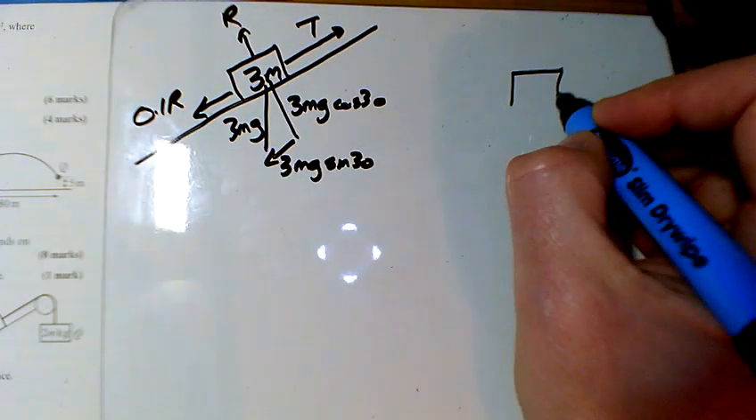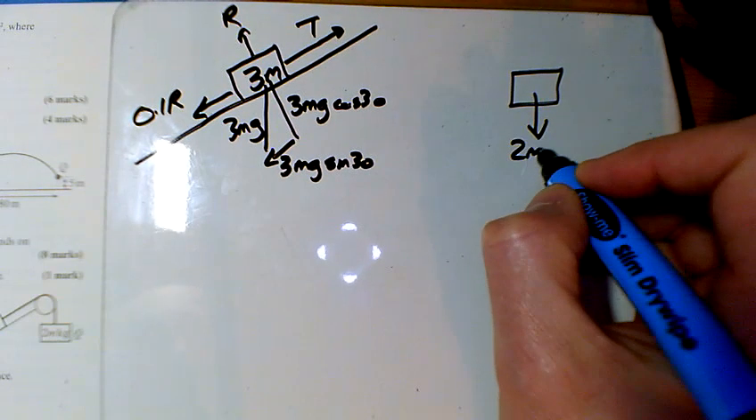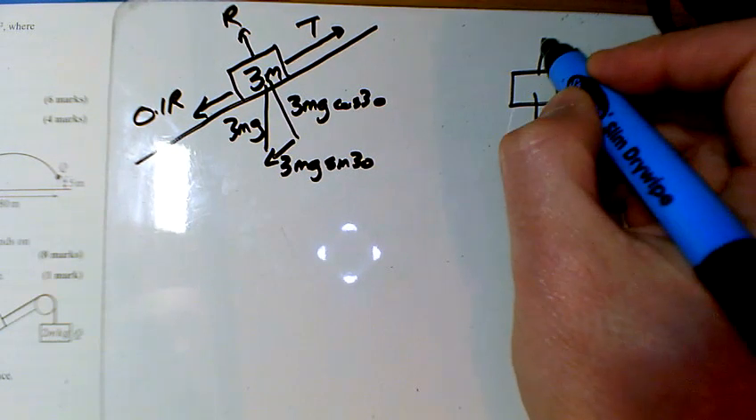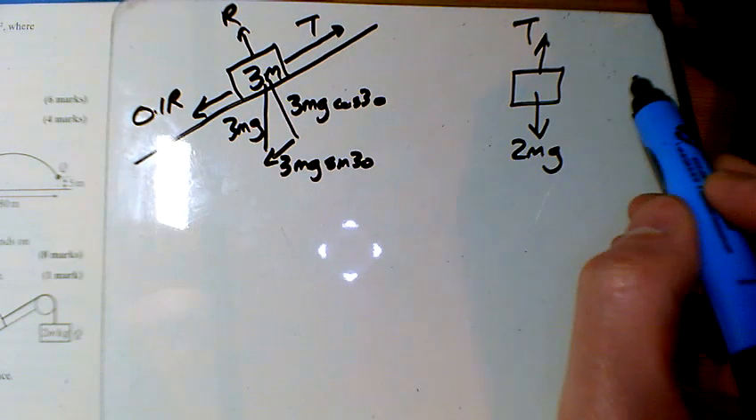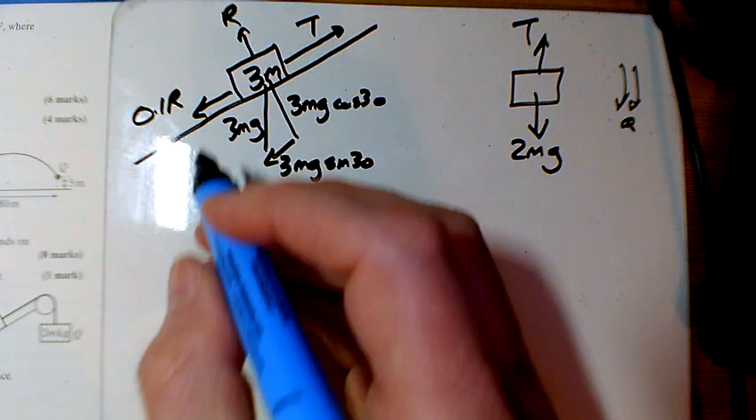And the other bit is this freely hanging mass of 2m. So I've got 2mg down, and I've got some tension up. And the whole thing is going to start moving with some acceleration here.